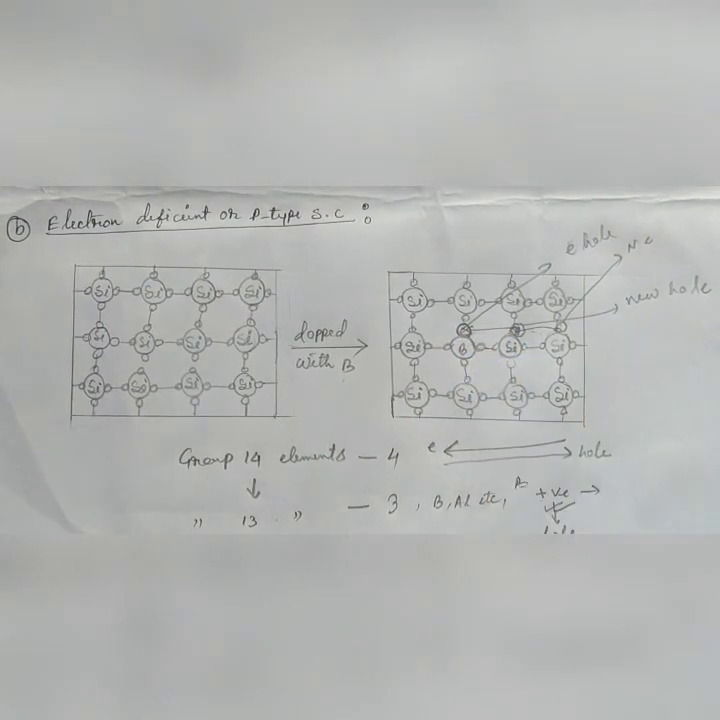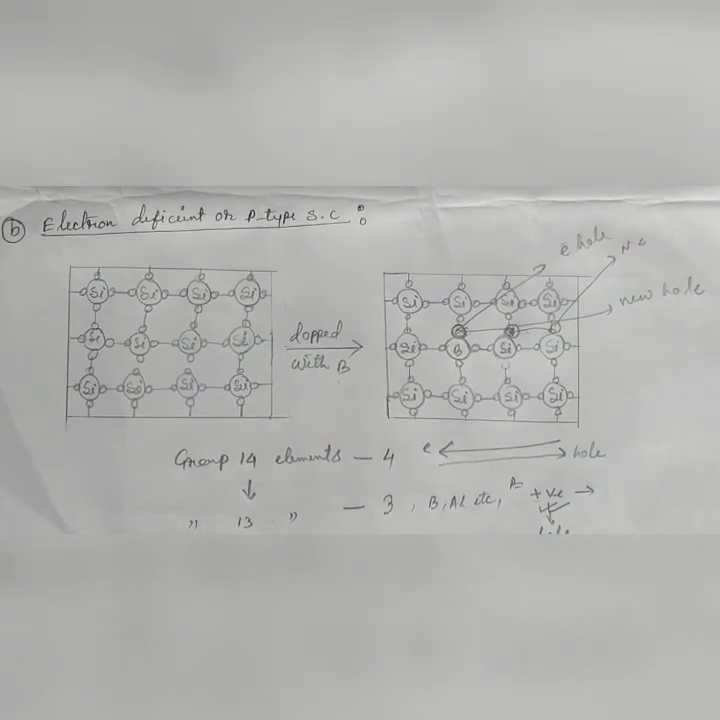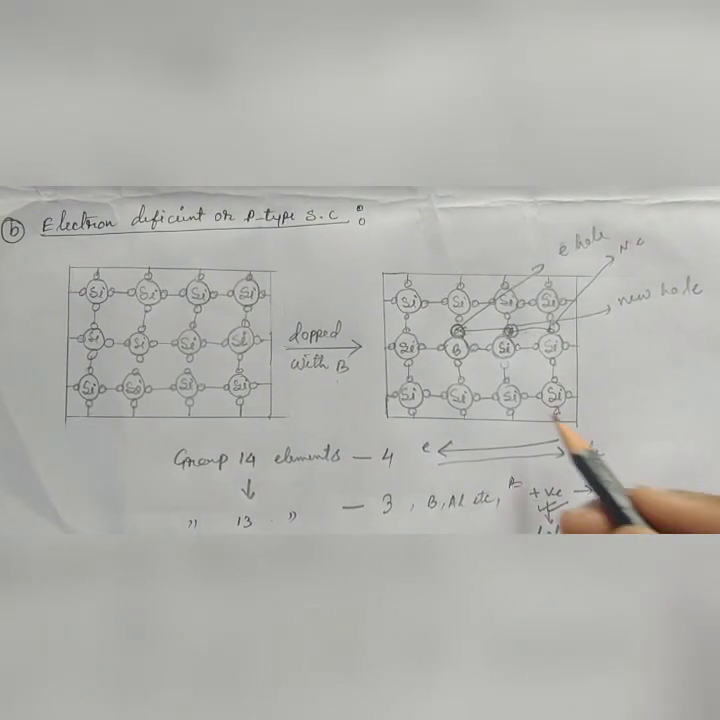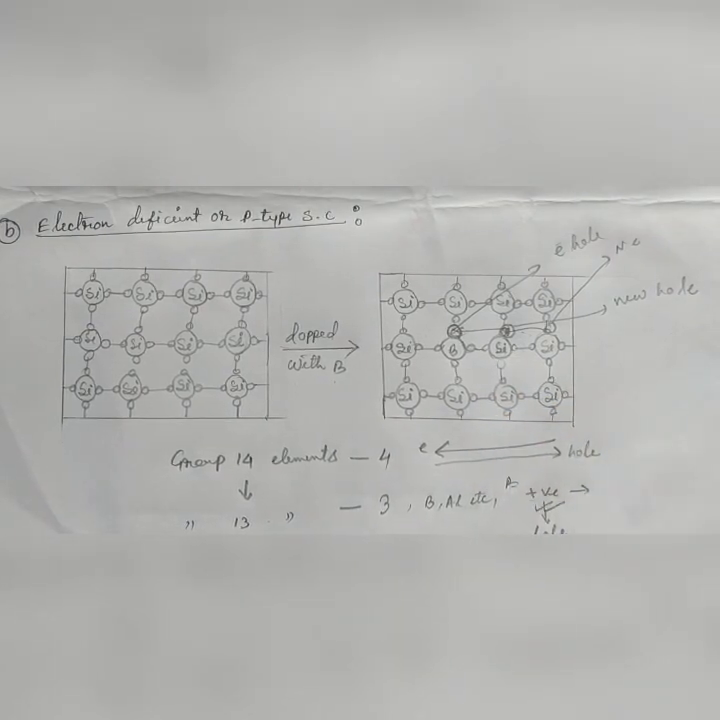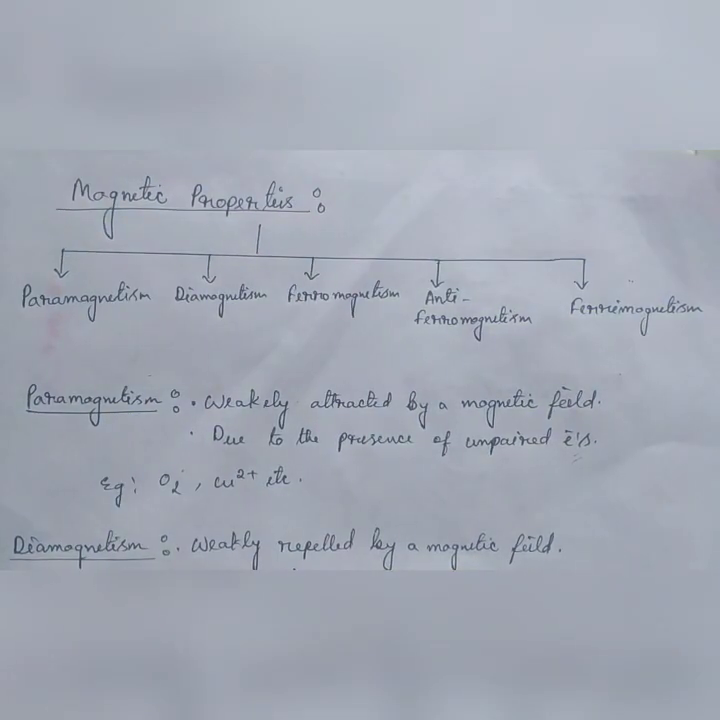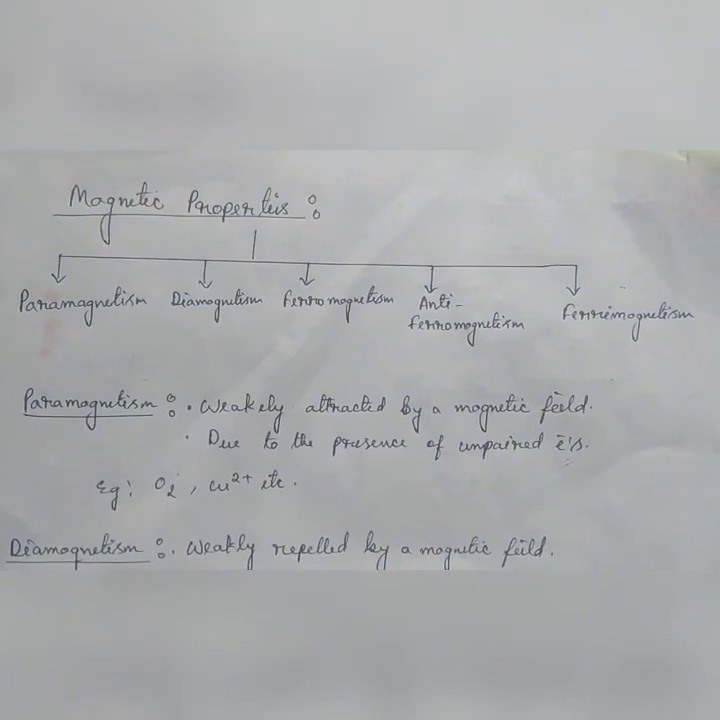Yes, so movement of electron means what? Production of electricity. That means because of this hole the electrical conductivity of this crystal will increase. Okay. Magnetic properties of solids.